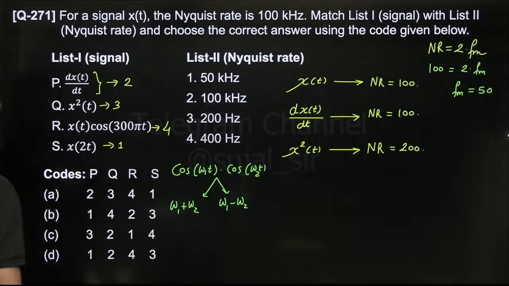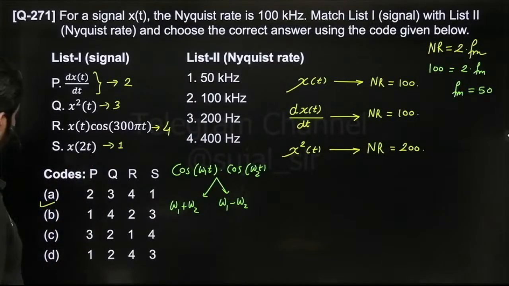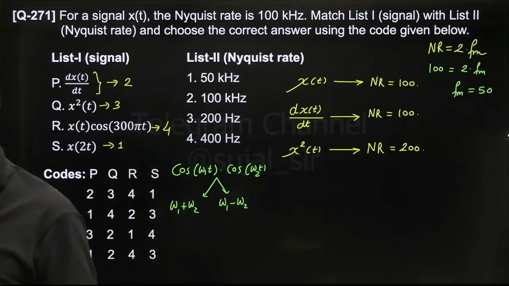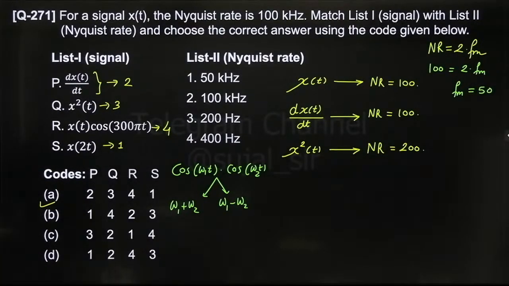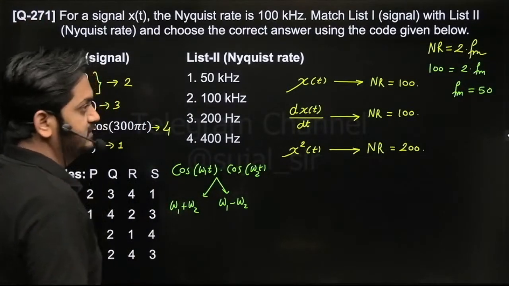So 2, 3, 4, 1: option A should be the correct answer, guys. Okay, fine. Great. So option A, 2341, is the right answer of this question. So this is question number 271.